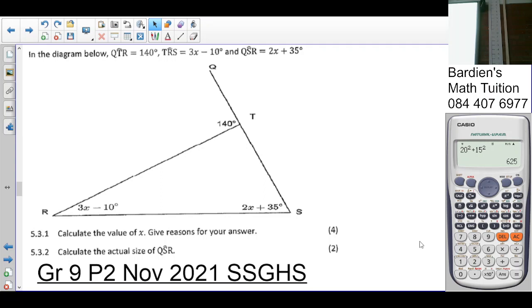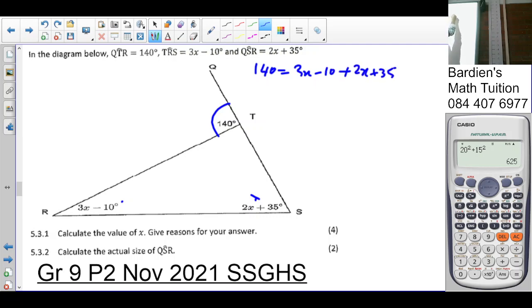Right. So we are told that in the diagram below, QTR is 140 degrees. Then TRS is 3x minus 10, and QSR is going to be 2x plus 35 degrees. Calculate the value of x, giving the reason for your answer. So we know that the exterior angle is equal to the sum of the two interior angles. No? So we say 140 degrees equals 3x minus 10 plus 2x plus 35. Why? Exterior angle of triangle TRS.